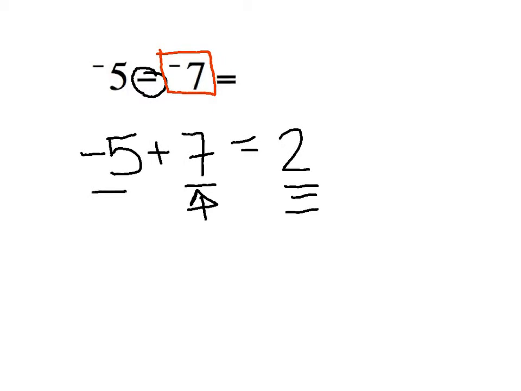Once again, the steps were simple. I left the first number just as I saw it, -5. I changed subtraction to the opposite, addition. And then my second value, I used the opposite. In this case, it was -7, and the opposite of -7 is +7. And then I used the rules of addition that I learned earlier.